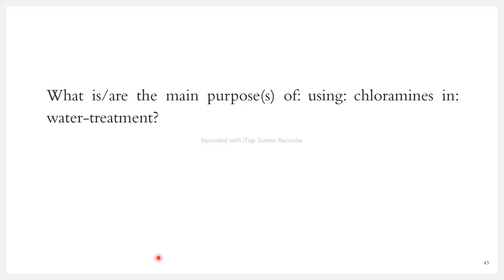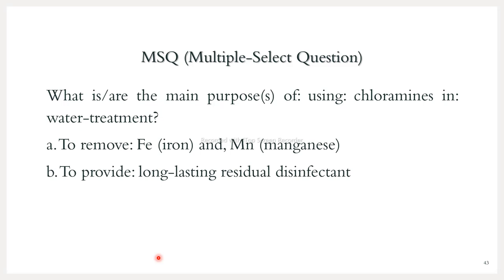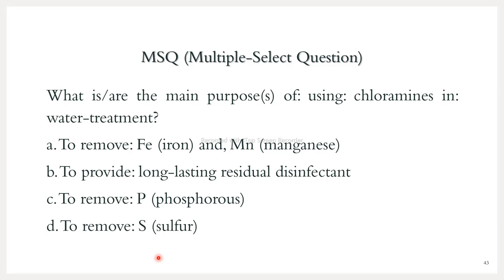Okay, so next question. What is or are the main purposes of using chloramines in water treatment? It is also an MSQ, multiple select question. Option A is to remove iron and manganese. Option B is to provide long lasting residual disinfectant. Option C is to remove phosphorus, and option D is to remove sulfur. So sulfur, iron, manganese, phosphorus. Is any one of them removed by the chloramines or not?